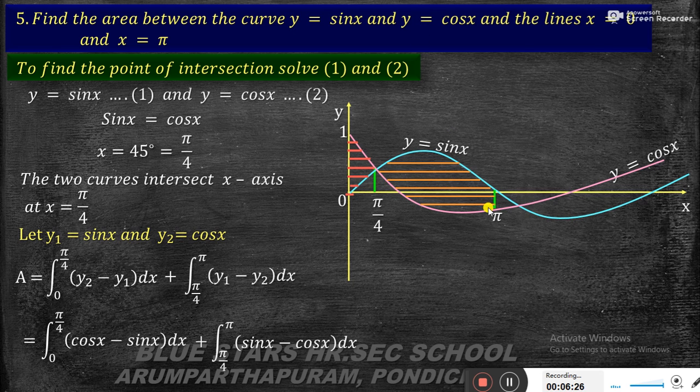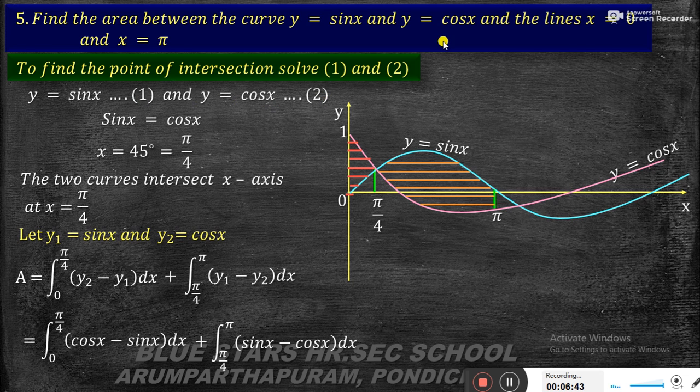Here you see the diagram. This is the first curve, representing y equal to sin x. This curve represents y equal to cos x. To find the point of intersection, solve 1 and 2. So y equal to sin x is equation number 1, and y equal to cos x is equation number 2.